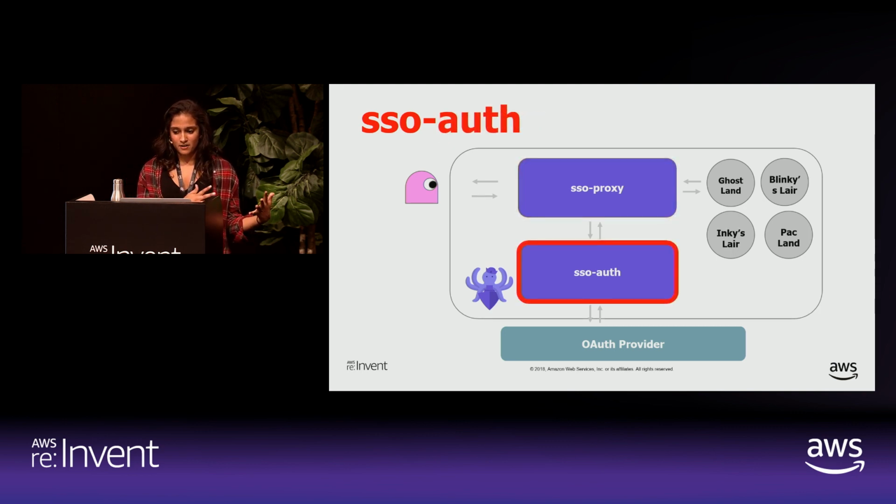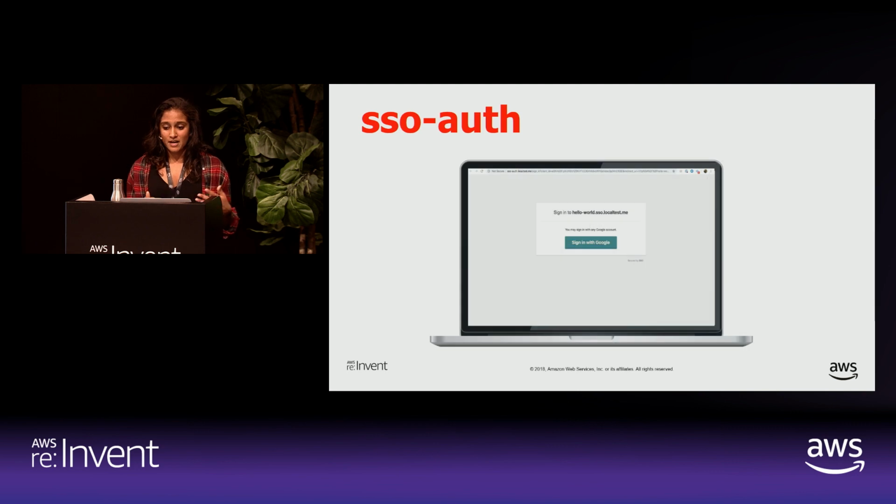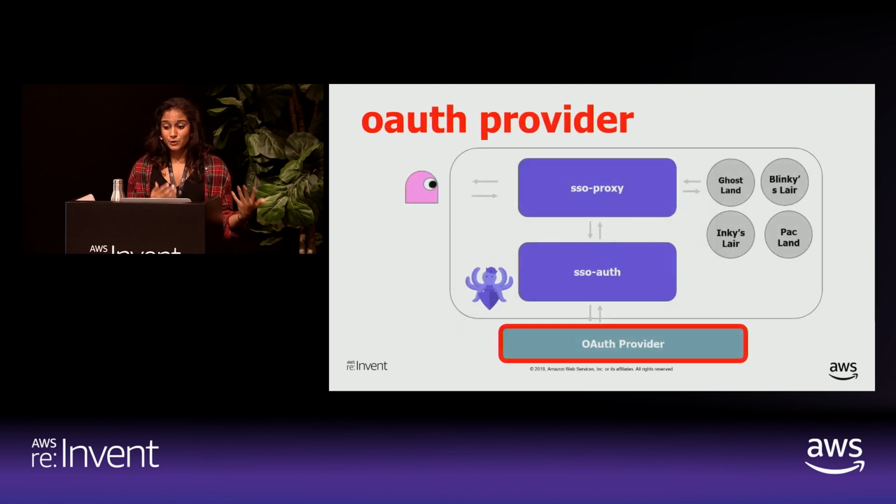SSO auth, the other part of the system, acts as the authentication provider for SSO proxy, and it uses a third-party provider like Google to authenticate the user and stores the user identity information in a long-lived cookie session that lasts around 15 days. And when this session cookie expires, a user is redirected to a sign-on page. We use Google as our third-party OAuth provider, but we are working with the open source community to support other providers like GitHub or Azure or even Amazon Cognito.